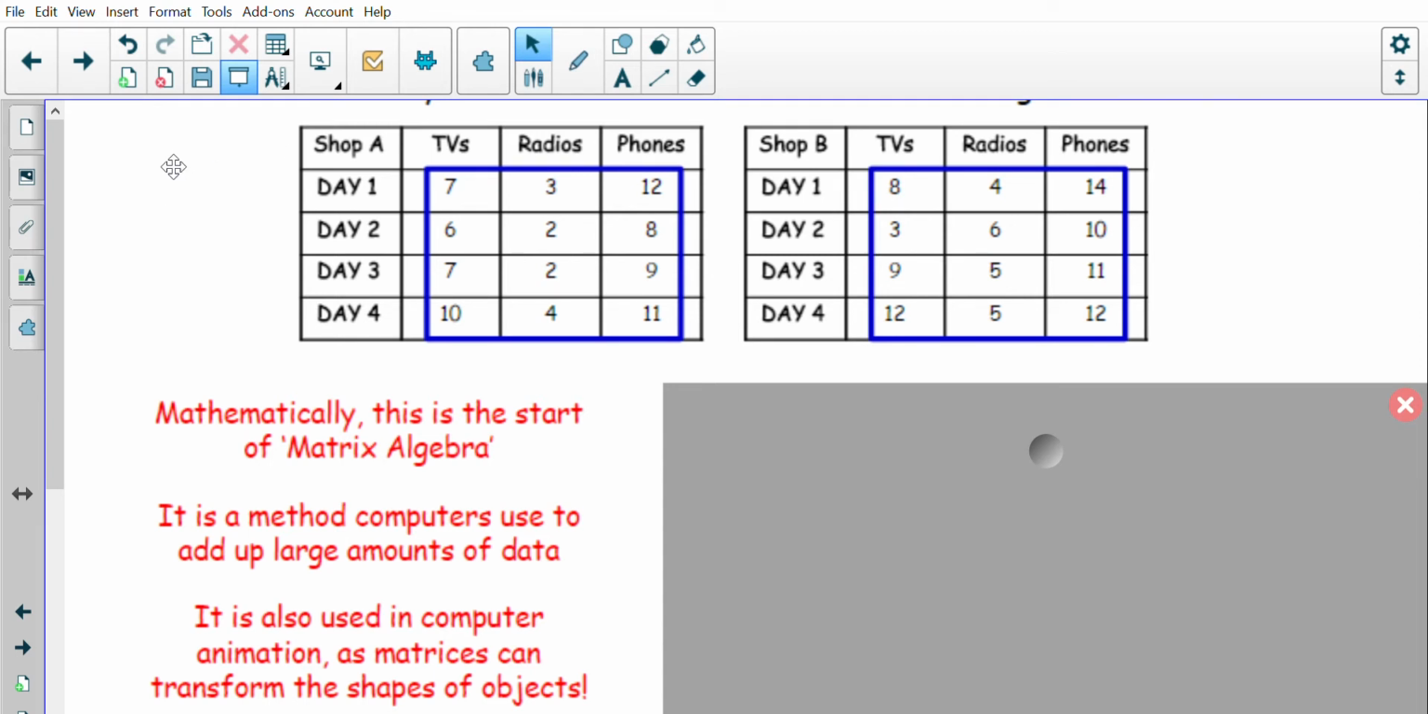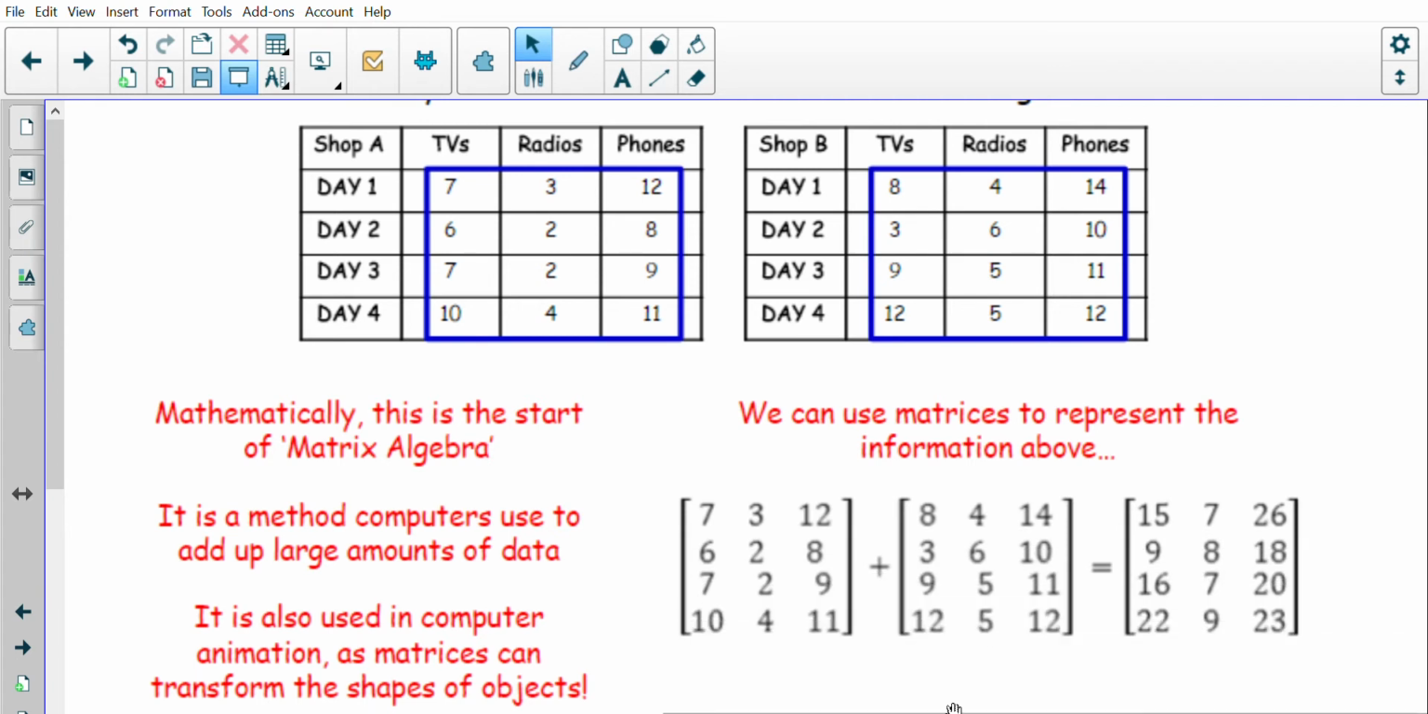So these two tables with this information, if we took away the row and column headers and put the number entries in brackets, we would end up with something like this. Now these are matrices. So we have a matrix to represent the items sold in shop A, a second matrix to represent the items sold in shop B, and then we've added those matrices together to give a third matrix which gives the total number of items of each item sold over the 4 days in the two shops.